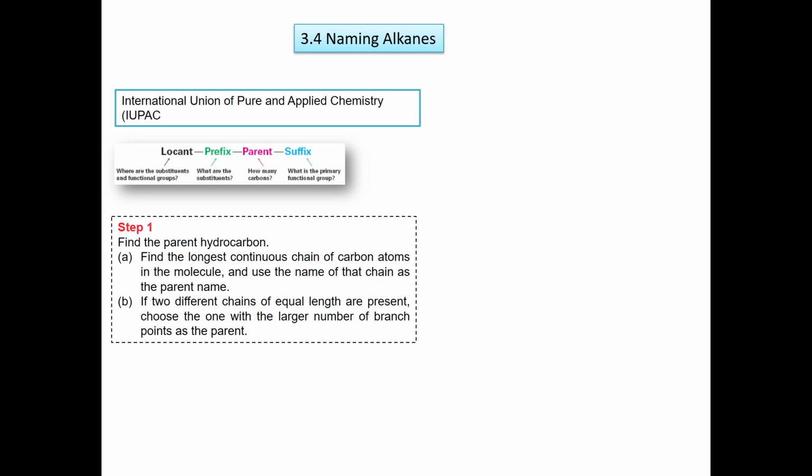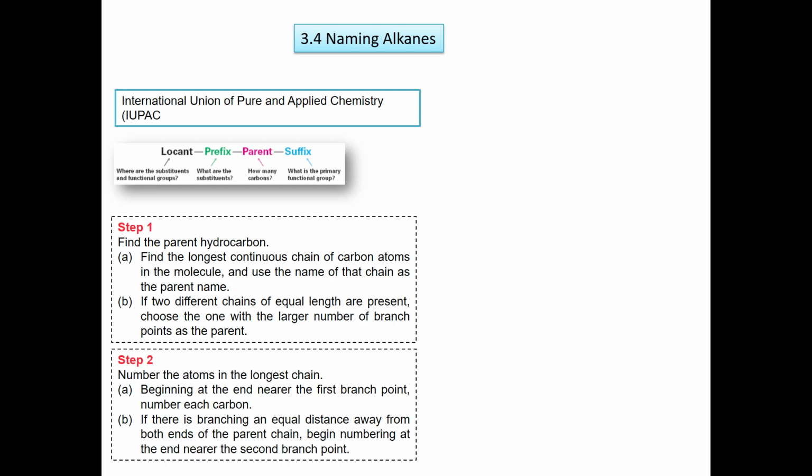Step 1 is to find the parent hydrocarbon. We have to find the longest continuous chain of carbon atoms in the molecule and use the name of that chain as the parent name. If two different chains of equal length are present, choose the one with the largest number of branch points as the parent.